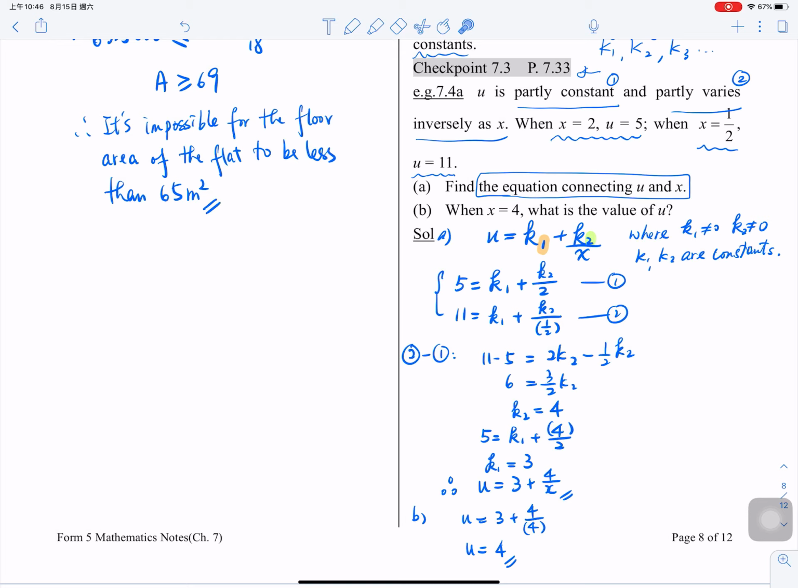Okay, not difficult. When you understand this term is a partial variation, so two parts add up together. And remember, k1, k2, two different variation constants. And here you have the relation between x and u, two sets. So you have two equations now, and solve the equations. Then you get the relation between u and x. After that, find the answer in part B also. Understand?